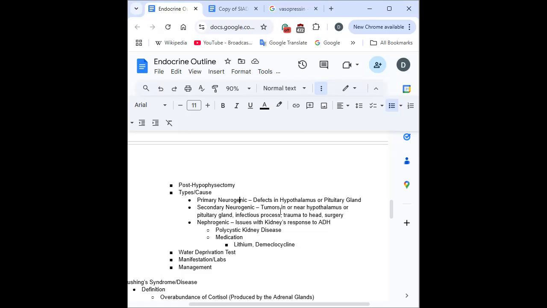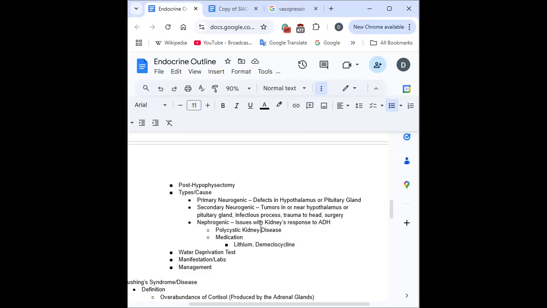Because there is something, the water deprivation test, whose higher purpose is to tell them apart, because the treatment will be different depending on which one it is. And I'll explain later. But nephrogenic versus neurogenic is going to be your main thing. So again, is the DI happening because of something with the hypothalamus or pituitary gland, or is it happening because of the kidneys? And again, they have different treatments.